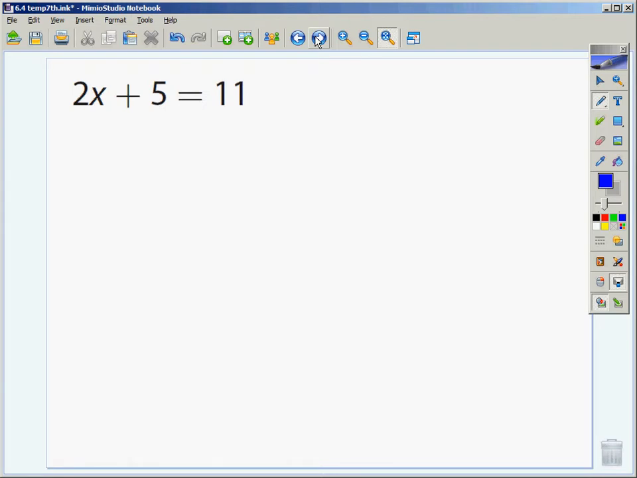Here's the first equation. We're going to solve it. We're also going to check it.